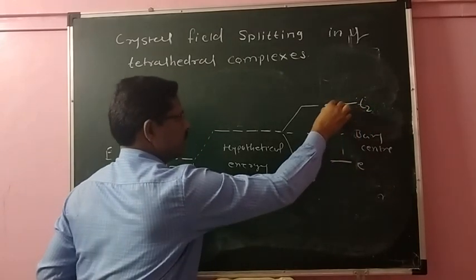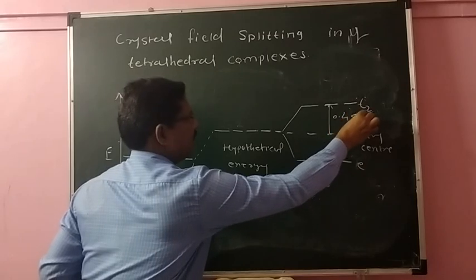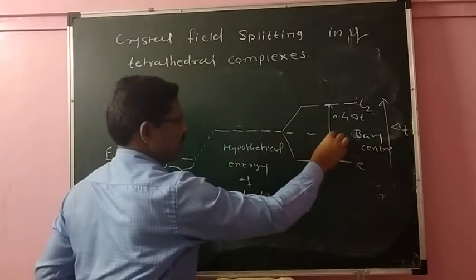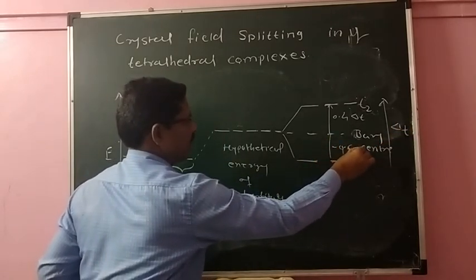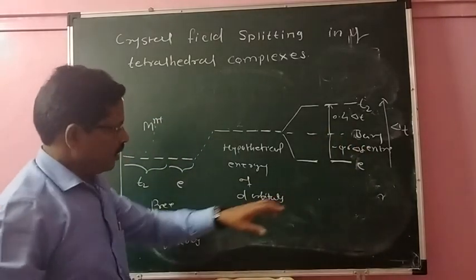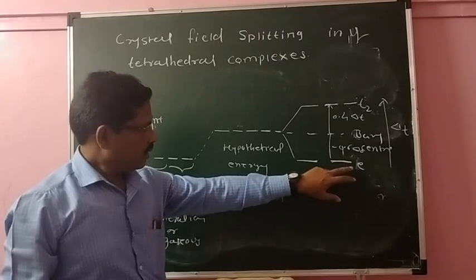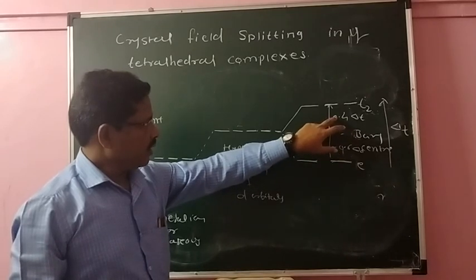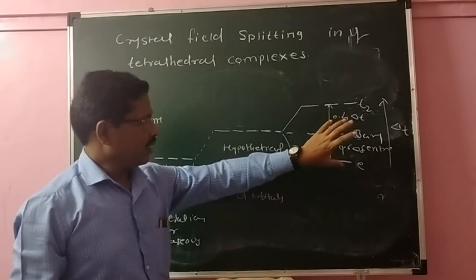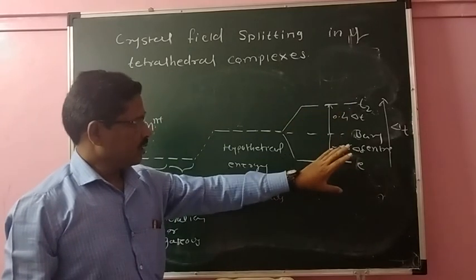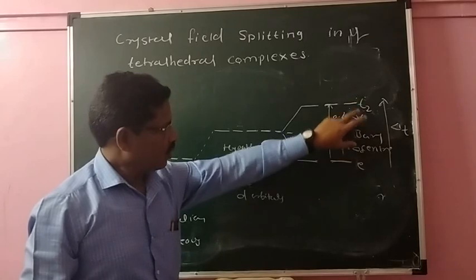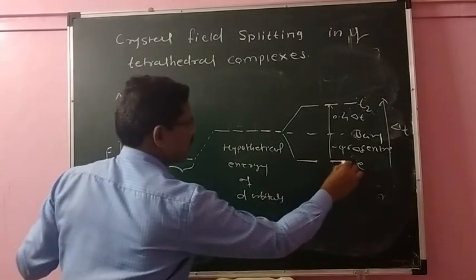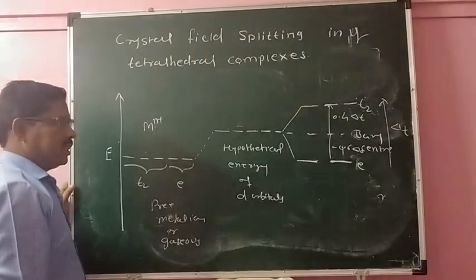The T2 orbital is represented as 0.4 delta T. The total energy gap is known as delta T. The E orbital is represented by minus 0.6 delta T, and the T2 orbital is equivalent to 0.4 delta T. The total energy from the E orbital to the T2 orbital is represented as delta T. Okay, this is the crystal field splitting in tetrahedral complexes.